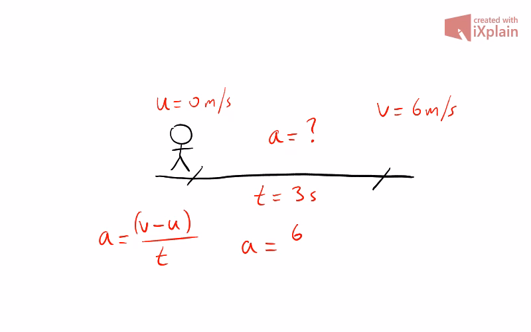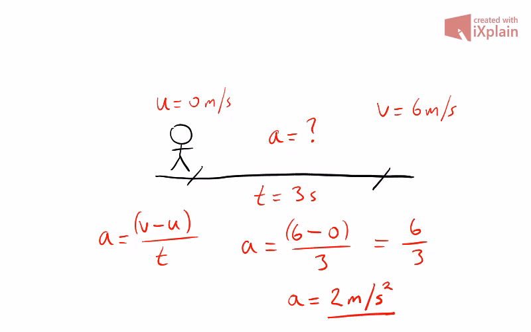Do the bit in brackets first. So we're going to substitute our numbers in. 6 minus 0 all over 3. So that's just going to be 6 over 3. And the acceleration is 2 meters per second squared. Now, where does that squared term come from? Well, let's talk about that in a bit more detail now.